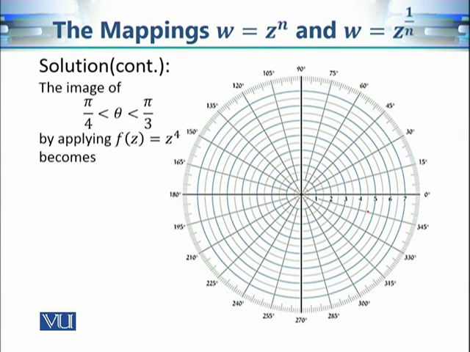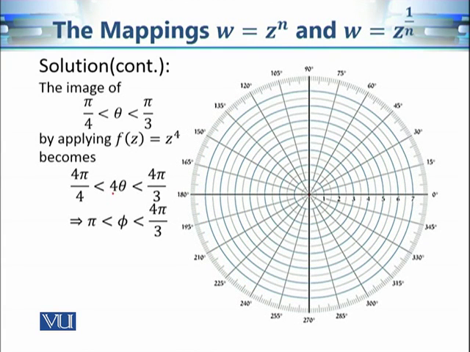Okay, now let's start from the range of argument in the z plane. So the argument lies between pi by 4 and pi by 3, and if we want to calculate what will happen with the complex numbers after we apply z raised to power 4, then we should multiply it by 4. Okay, so if we multiply it by 4, then we get 4 pi by 4 less than 4 theta less than 4 pi by 3.